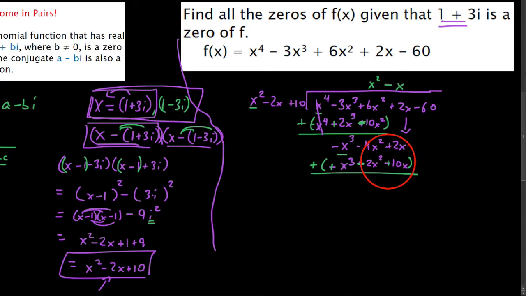So subtraction, addition. So these cancel. Looks like negative 4 and negative 2 give us a negative 6 of these x squareds. And then 2 and 10 give us a 12 of these x's to the first. We'll carry down our 60 and we'll start up again.